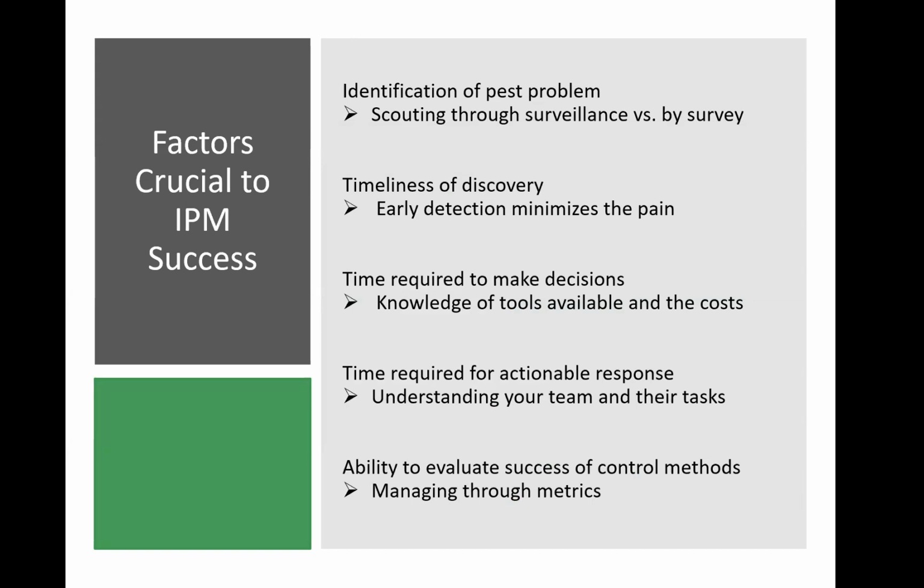Time required to make decisions requires a knowledge of your tools available and those costs. Time required for actionable response is an understanding of your team and their tasks. Are these processes mapped out properly? And then ability to evaluate success of control methods is managing through metrics. This is all about reporting and reading those reports and following through.